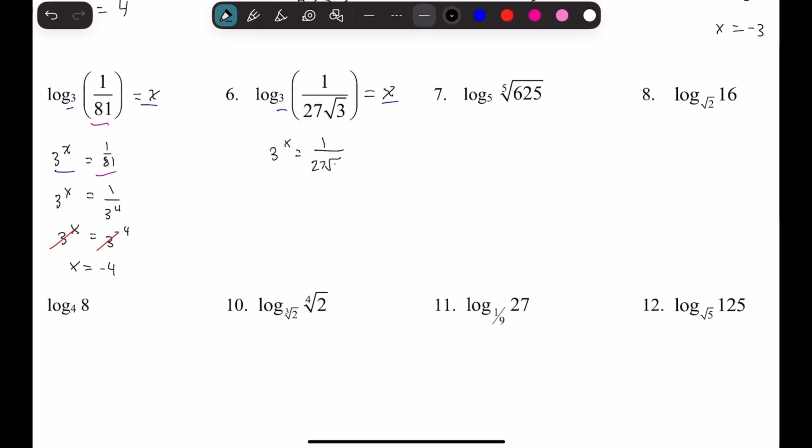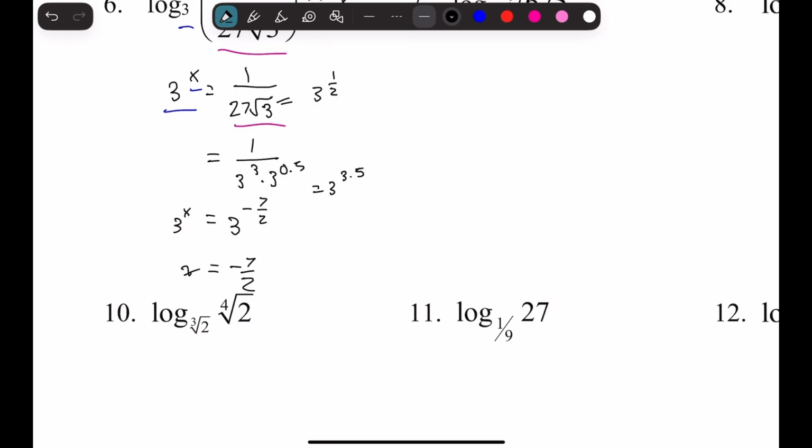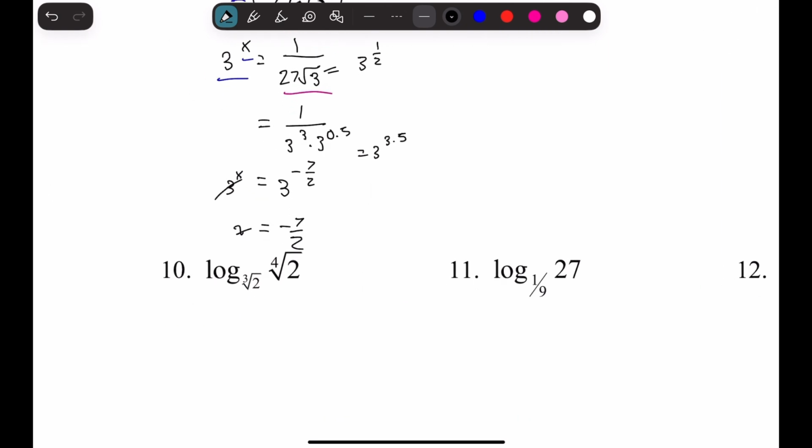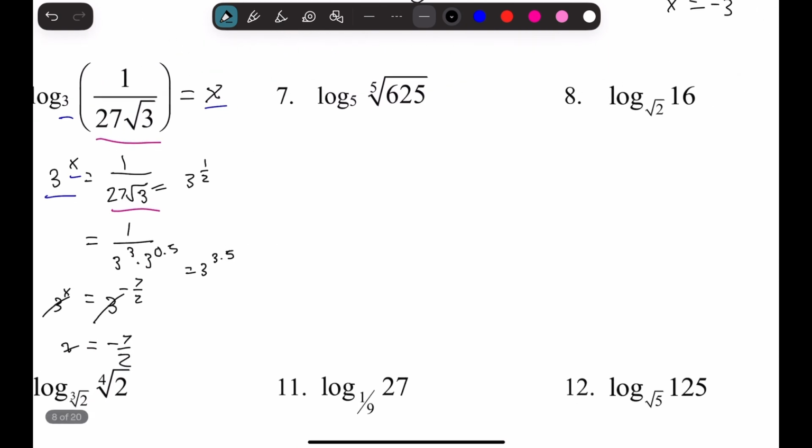So 27 over root 3. Remember, that's the argument, and this is going to be the other stuff over there. Okay, this is a decimal point. Yeah, because that's 3 to the 1/2, and that makes more sense. So then these bases cancel out, and then it's just x is equal to -7 over 2.